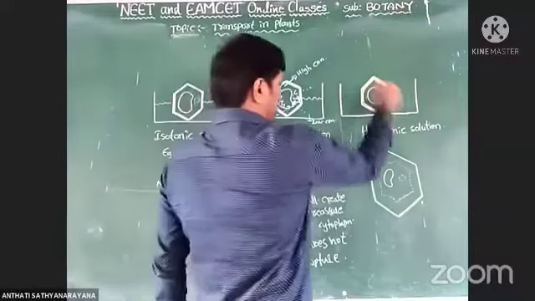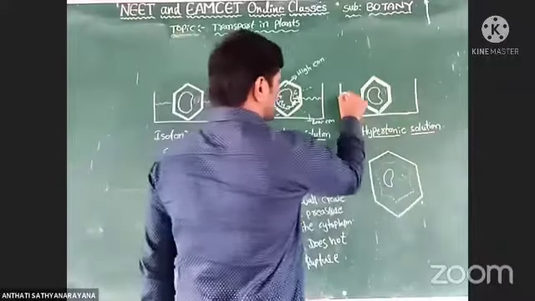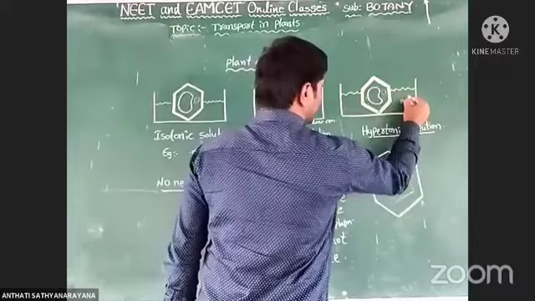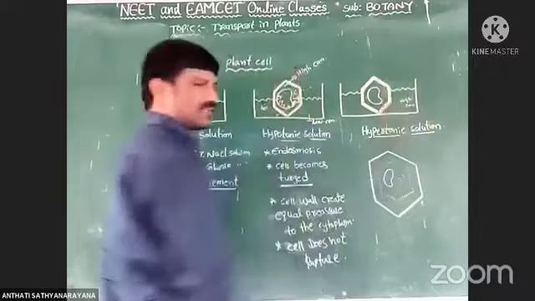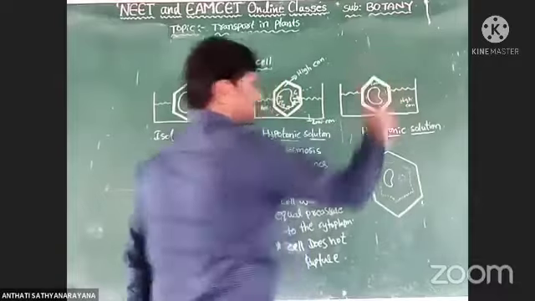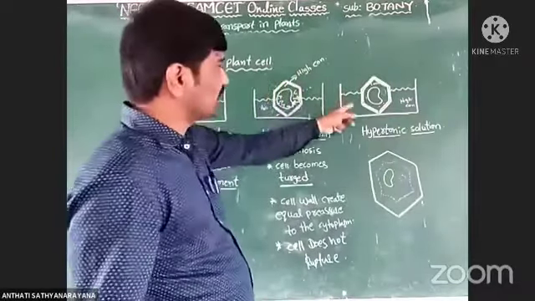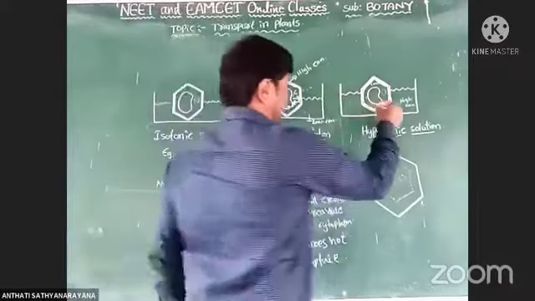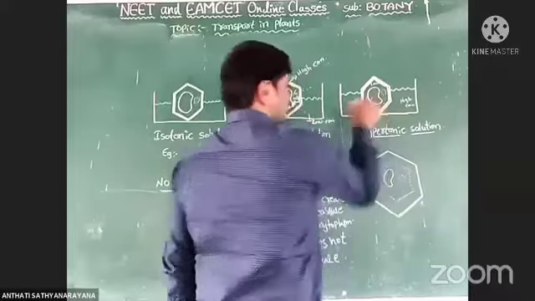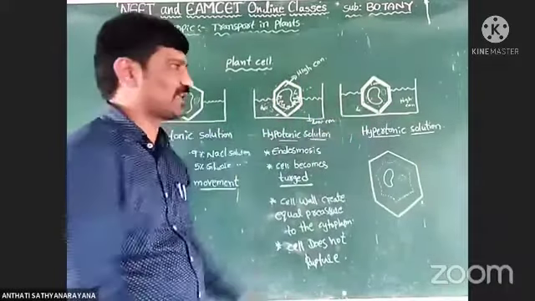Okay, next, when plant cells are kept in hypertonic solution. Hypertonic solution means high concentration is present outside of the cell. Inside the cell, low concentration is present. So, when a plant cell is kept in the hypertonic solution, water comes out from the cytoplasm to outside of the cell.